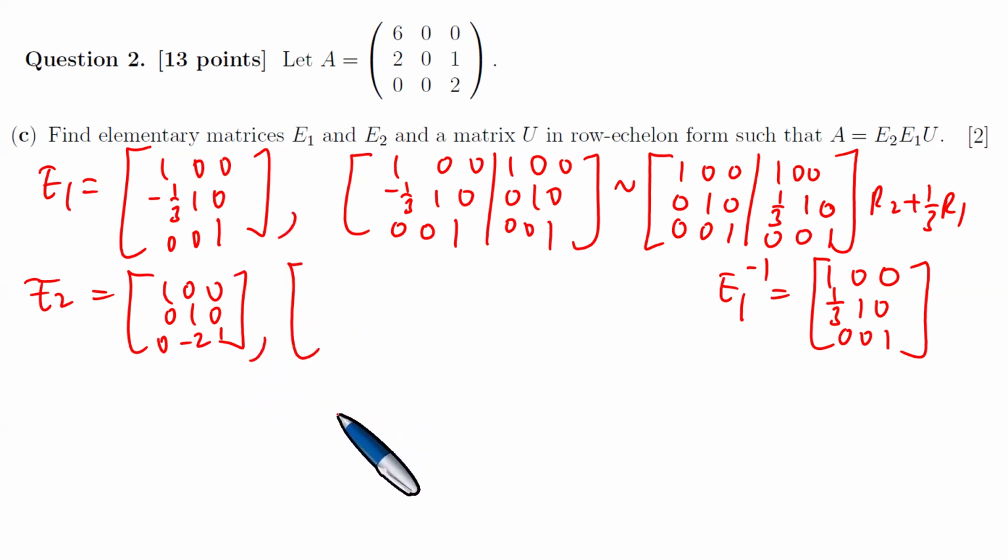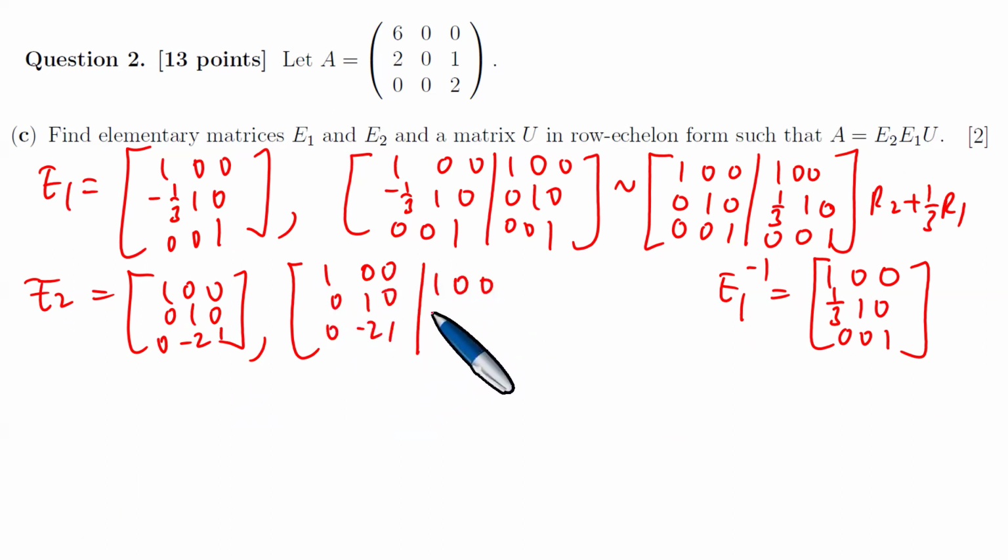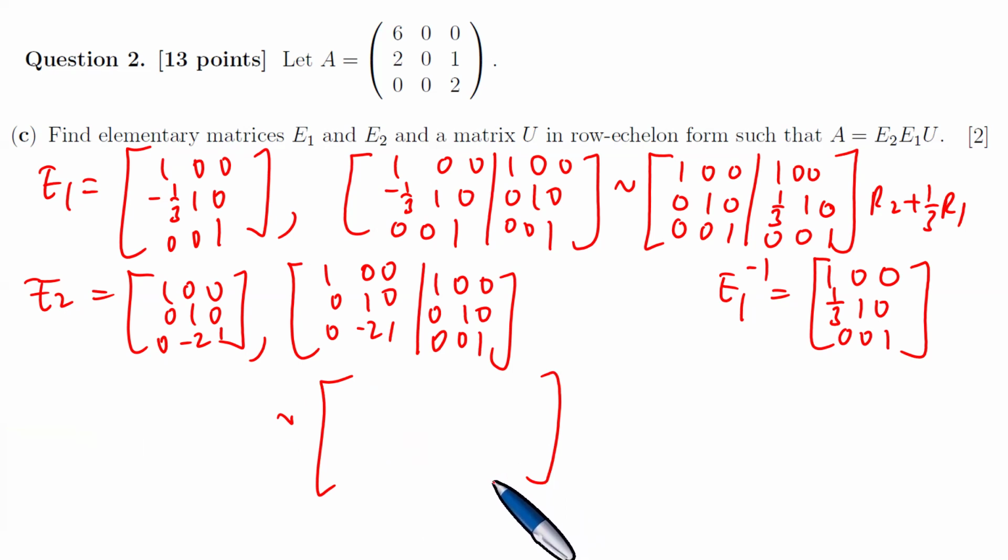So what you then do here is you take this one, 1 0 0, 0 1 0, 0 minus 2 1, and then you have the identity here, 1 0 0, 0 1 0, 0 0 1. So you can write it at the bottom. Writing it at the bottom, we obtain the following. Okay, we'll have this.